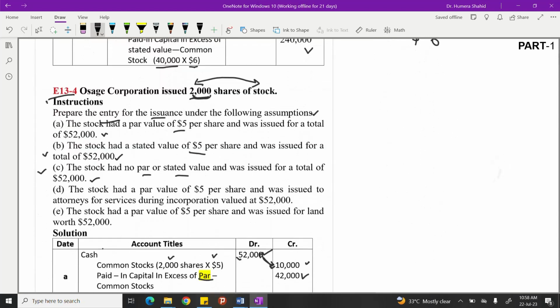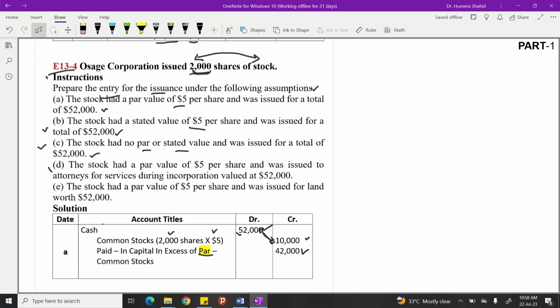Part number D says that the stock had a par value of $5 per share and was issued to the attorney for services during incorporation. So during the incorporation stage of the company, the attorney has provided the services. Of course, for those services, they must have billed the company, and they say that the amount is 52,000. And the company issued the shares to this attorney for the bill they sent us. The bill they sent us is the organizational expenses for the company, and the company, instead of paying cash, issued shares of $5 par per share.